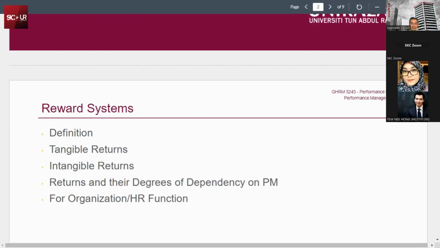Yes. Okay. Some reward systems of the organization may be very simple, and I could say that most of the companies in the organization.